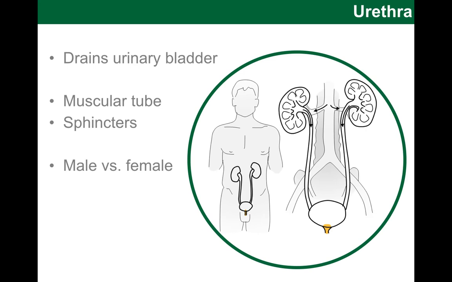Now we are ready to look at the urethra. This is a muscular tube that drains the urinary bladder. There are two sphincters that I want to mention, the internal and external urethral sphincters. While the internal is involuntary and located at the bladder-urethra junction, the external is voluntary, surrounding the urethra as it passes through the pelvic floor.